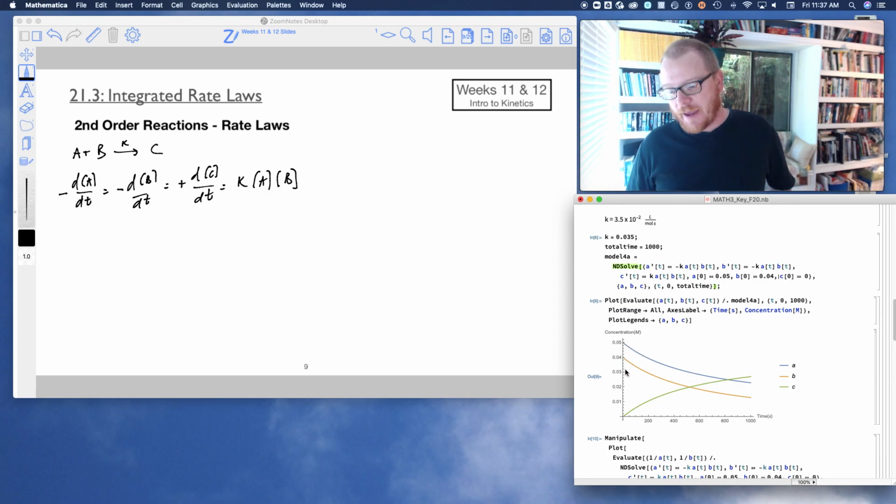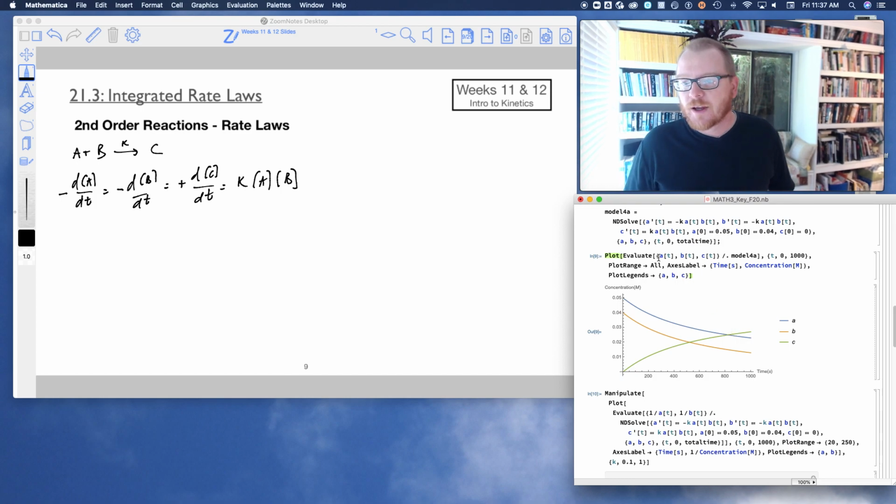If I were to put A and B as the same concentration, if they both started at 0.05, then it would just look like one curve on this graph, okay? And so now if you follow along here, we're solving our model for A, B, and C now. When I do this plot evaluate code, I have to evaluate it for A at time t, B at time t, C at time t, and then I replace it with this model for A, all right?